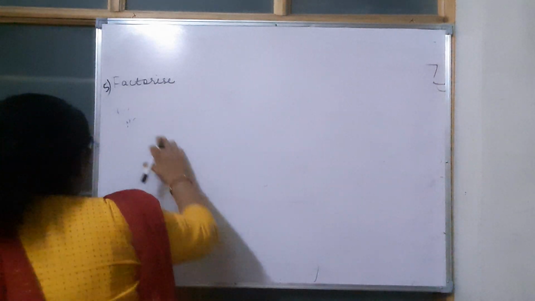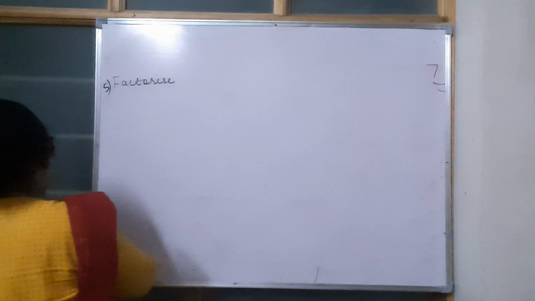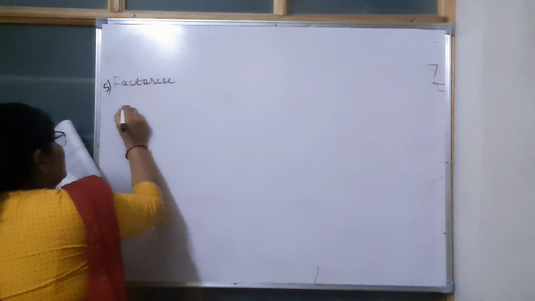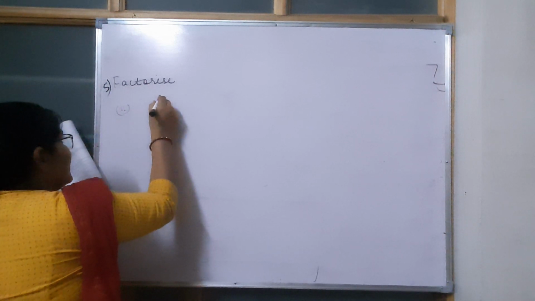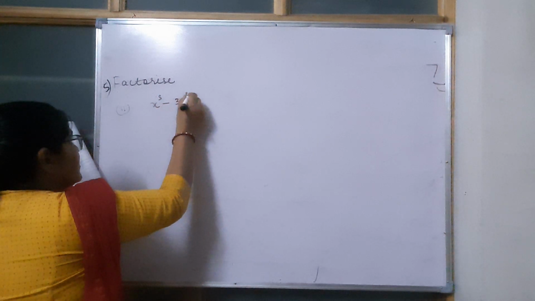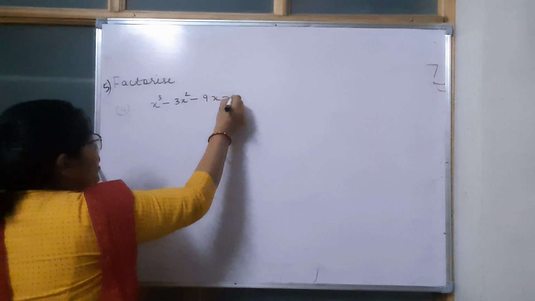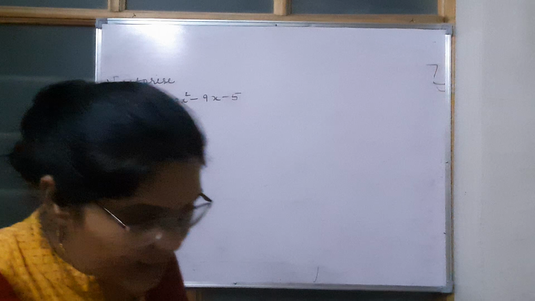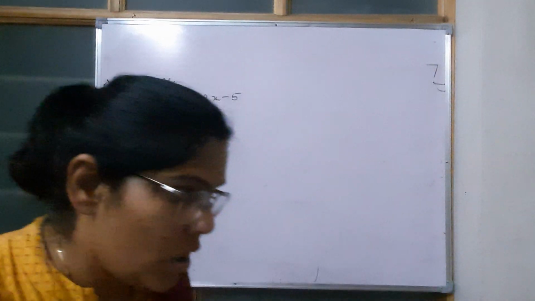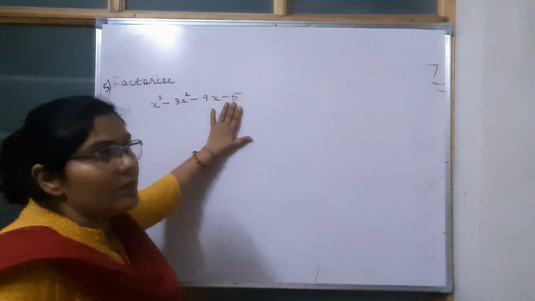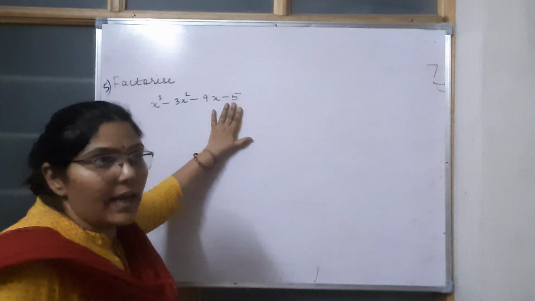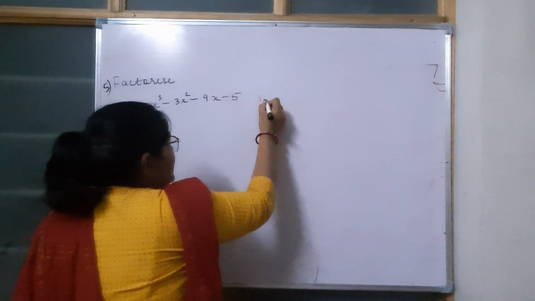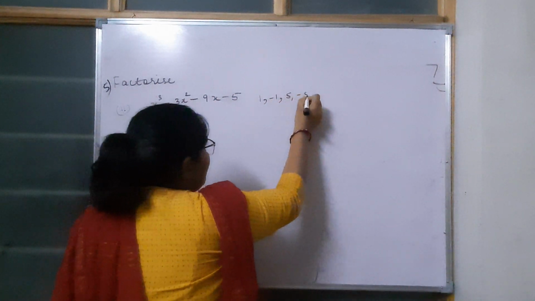Alright, so part 2 of factorize we have. I want everybody to be attentive. So first step will be what? What is the constant term? 5. We just want factors of 5 here. So we'll get 1, minus 1, 5 and minus 5.